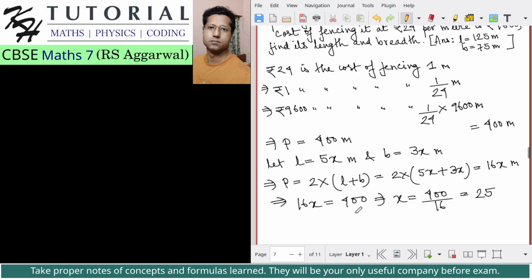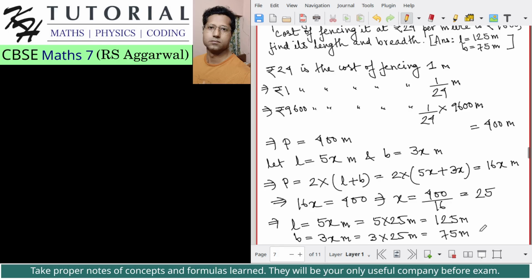25. So what is L? L is 5x meter and x is 25. So this is 5 multiplied by 25 meter, which is 125 meter, and breadth is equal to 3x meter, which is 3 multiplied by 25 meter, which is equal to 75 meter. So 125 meter and 75 meter are the dimensions of the rectangular field.